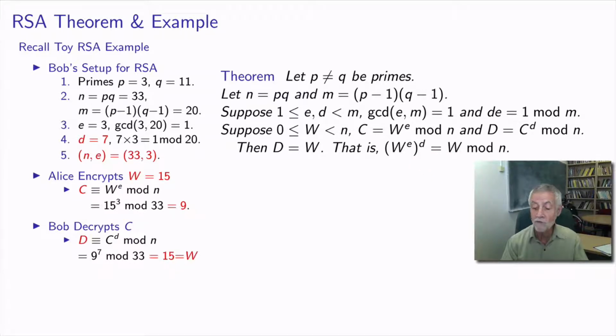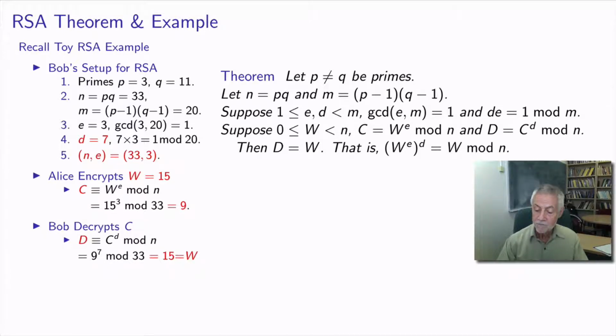So basically all we've done here is we've just replaced D by C to the d and C by W to the e. So we want to show, in effect, that if I take any number W in the range 0 to n, if I raise it to the power e and then raise it to the power d, I'll end up again with W if I work modulo n. So that's the statement of the theorem.